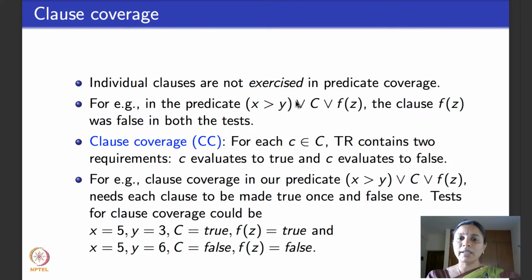So if you see this example, it had three clauses: x greater than y, C, and F of Z. So what will clause coverage mean? Clause coverage will mean that you make the first clause, x greater than y, true once and false once. I have made this true once because I have assigned x to be 5, y to be 3, and x greater than y is true. And here we have assigned x to be 5, y to be 6, so x greater than y is false. So I have made the first clause true once and false once. C I have made true once, false once. F of Z I have made true once and false once. So this is a set of test cases that achieve the clause coverage criterion on a predicate.